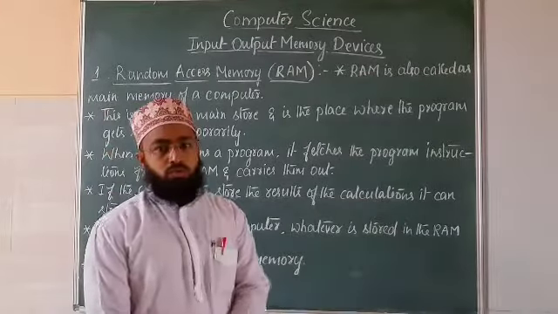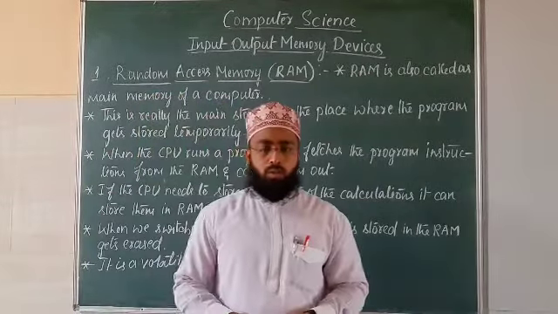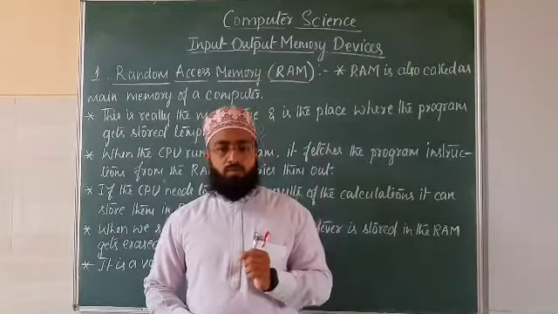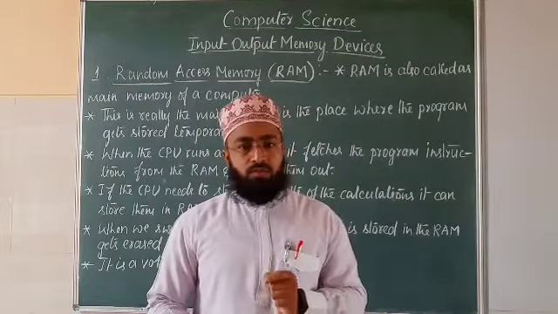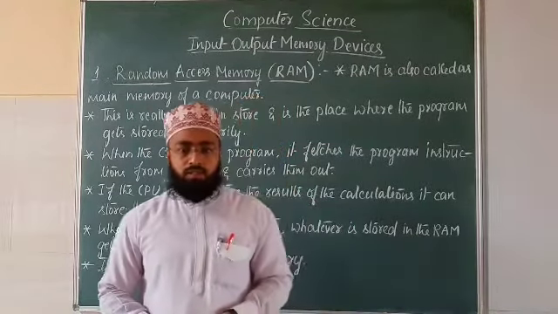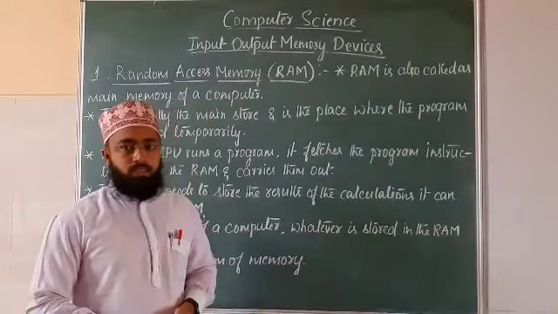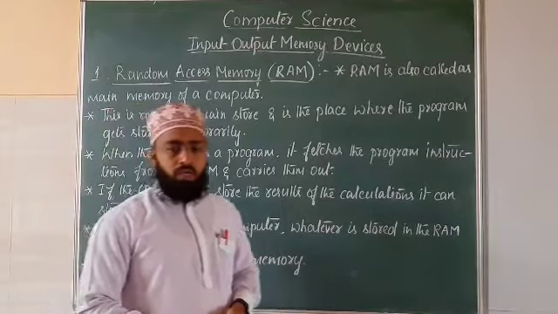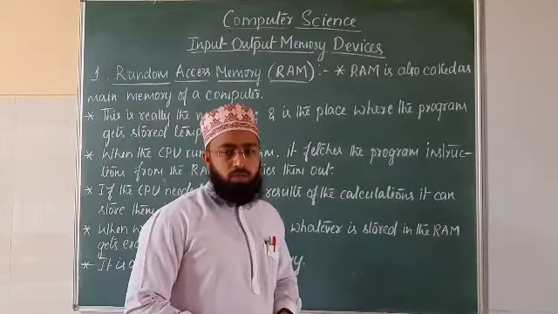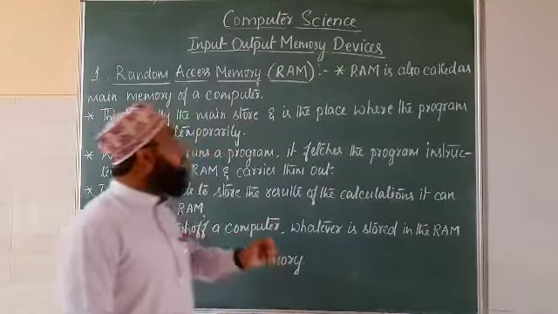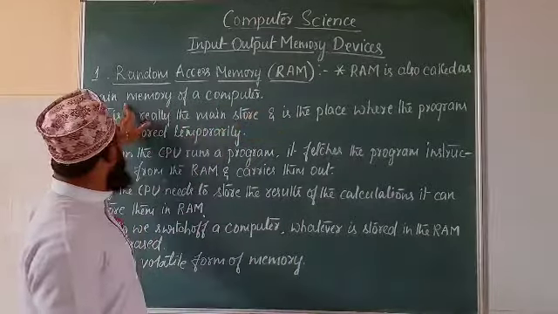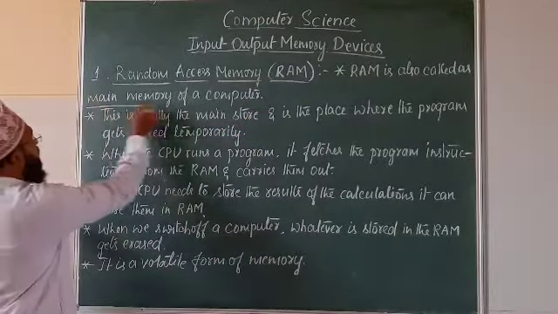Dear students, in today's class, we are going to discuss the first type of primary memory. The first type is RAM, which can also be called random access memory. Come, we shall see what random access memory actually is, what its uses are, and what its features are. RAM is also called the main memory of a computer.